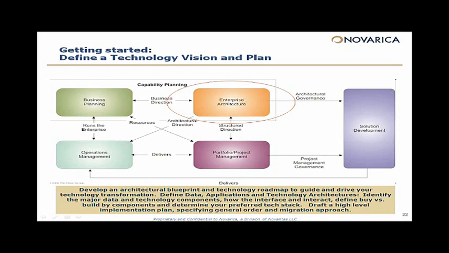What we recommend is that you develop an architectural blueprint and a technology roadmap to guide and drive your technology transformation that can be defined at a very high level up front and driven down to more detail in iterations. Define the data, application, and technology architectures. Define the major components, how they interface and interact. Define whether you'll buy or build those components, and determine your preferred tech stack. So once you have a high-level picture of where you want to be, draft a high-level implementation plan, and then revisit this on a regular basis as you go through your technology transformation.